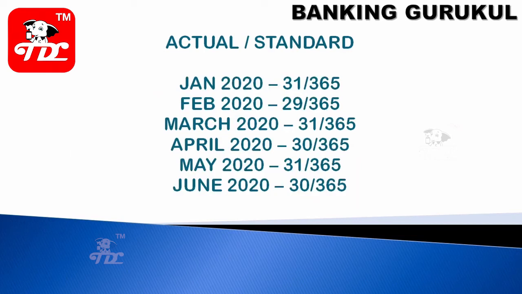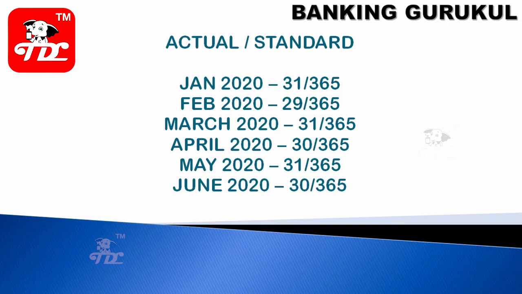Third one is actual by standard. Actual means actual days in the month. If you take January month, 31, and February 29 days because of leap year. But standard means 365 days. Every year, whatever it may be, leap year or normal year, I will take it as 365 days.